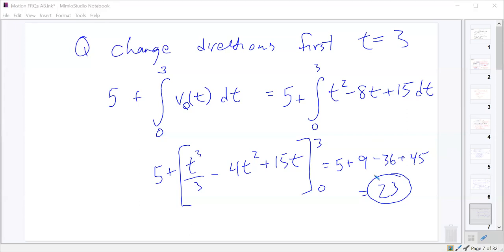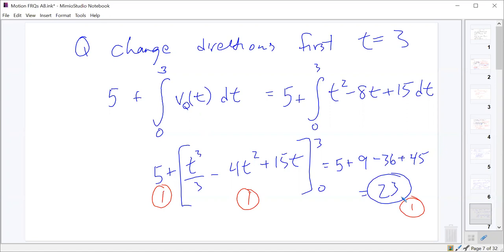3 points for that one. So 1 point if you have the correct antiderivative, 1 point if you remember the initial condition, and 1 point for the final answer. You had to actually correctly integrate to get one of the points. Any questions on that one?